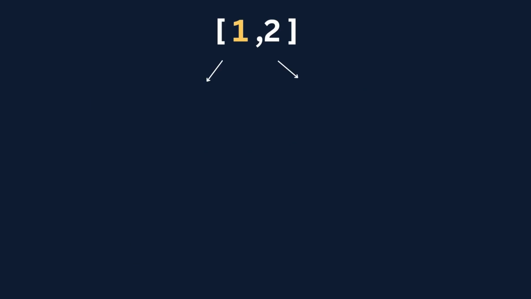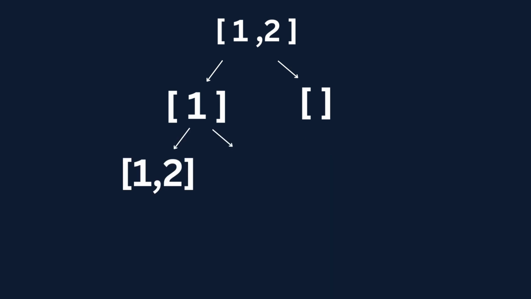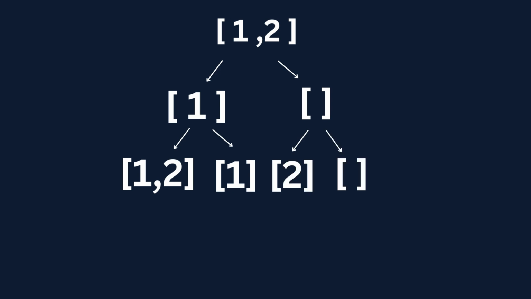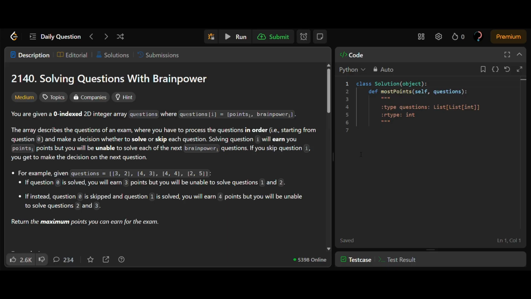We have 1, 2. So for 1, either take it or don't take it. Similarly for 2, either take it or don't take it. Now the right part, either take 2 or don't take it. But can we do similarly in coding? Let's solve today's LeetCode question and test it.